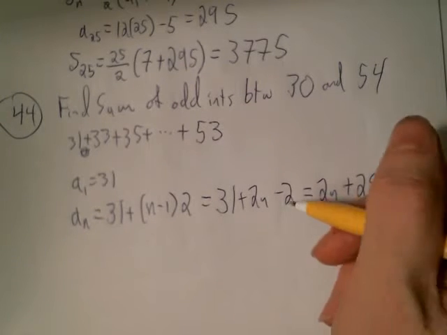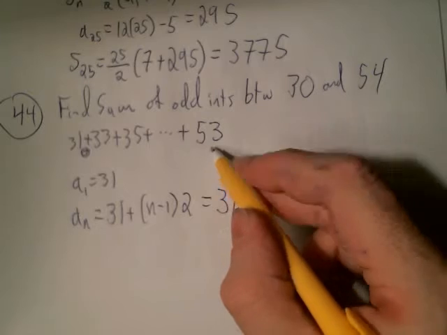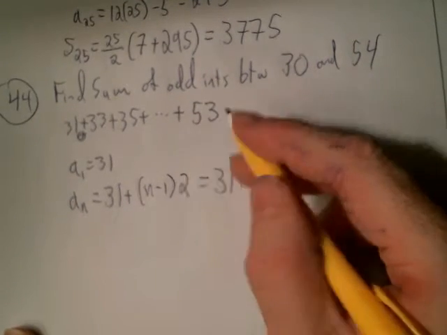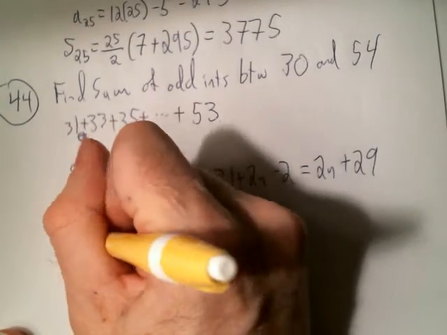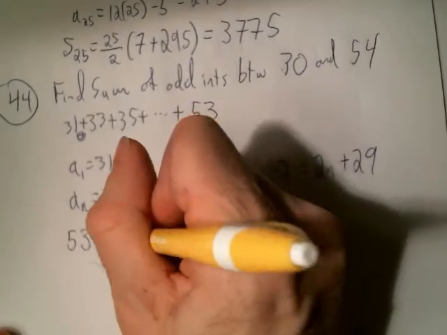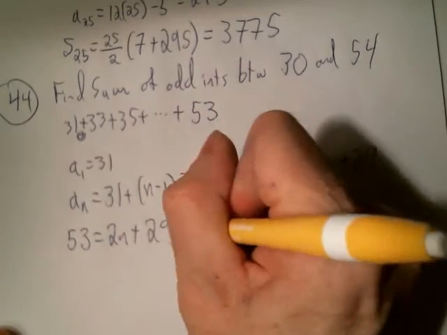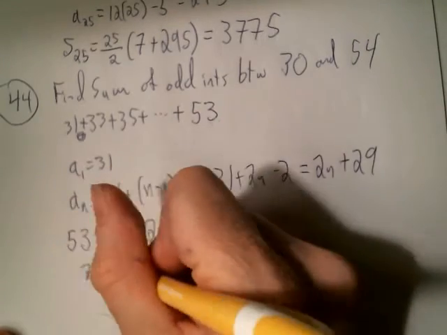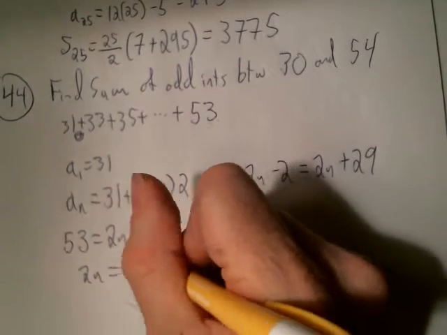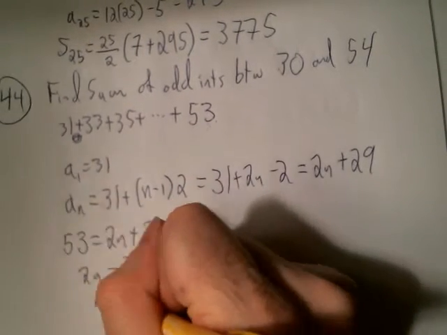Okay. So we need the n value for our summation formula. So 53 is what n value? We set 53 equal to this formula and solve for n. So 2n plus 29. 2n equals 53 minus 29. It's 24. And then n is equal to 12.